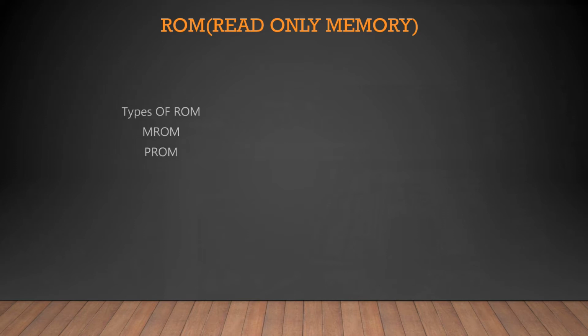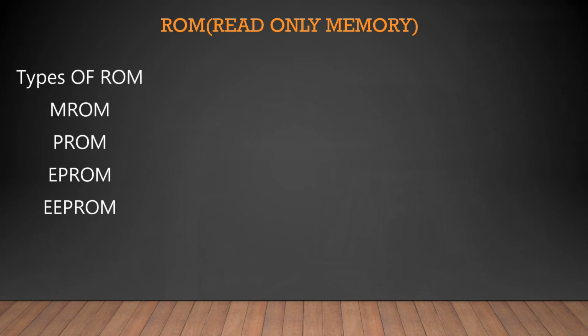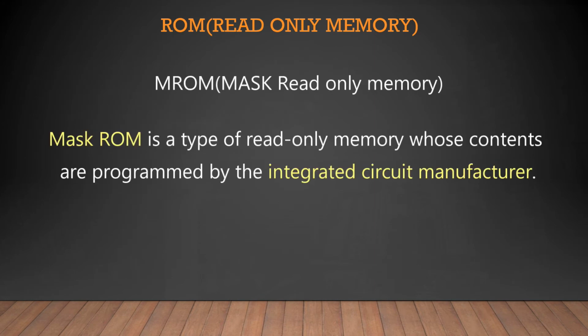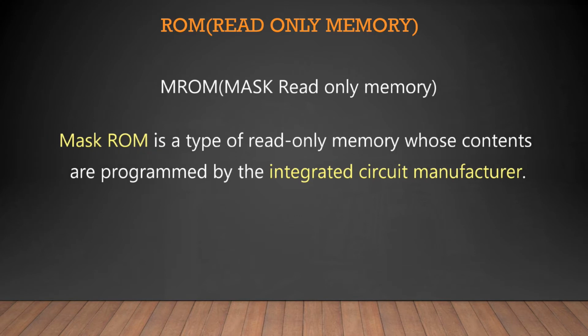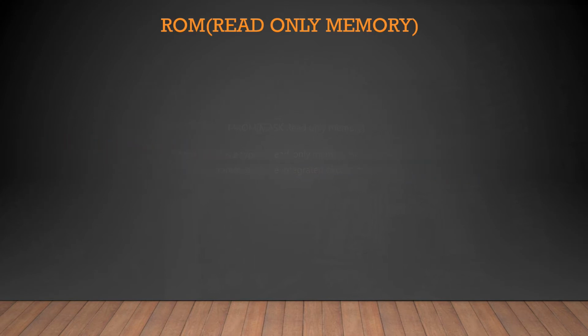Second one is PROM. Third one is EPROM. And fourth one is EEPROM. MROM stands for Mask Read-Only Memory. Mask ROM is a type of read-only memory whose contents are programmed by the integrated circuit manufacturer.